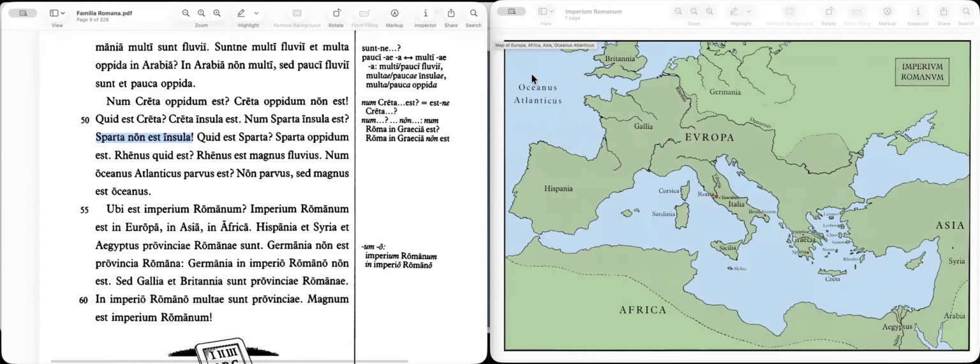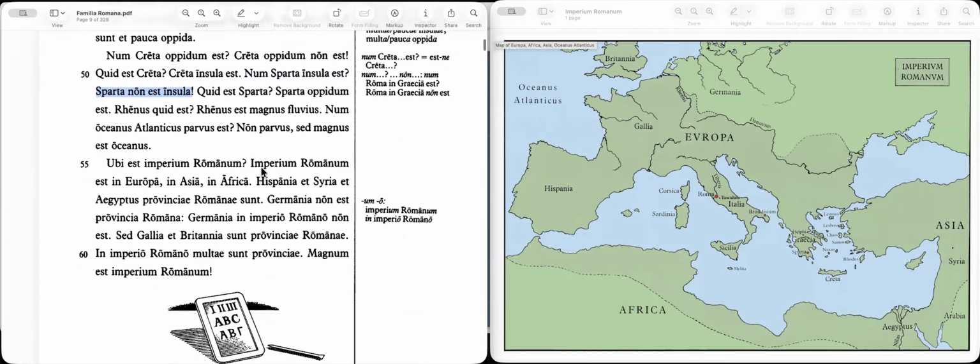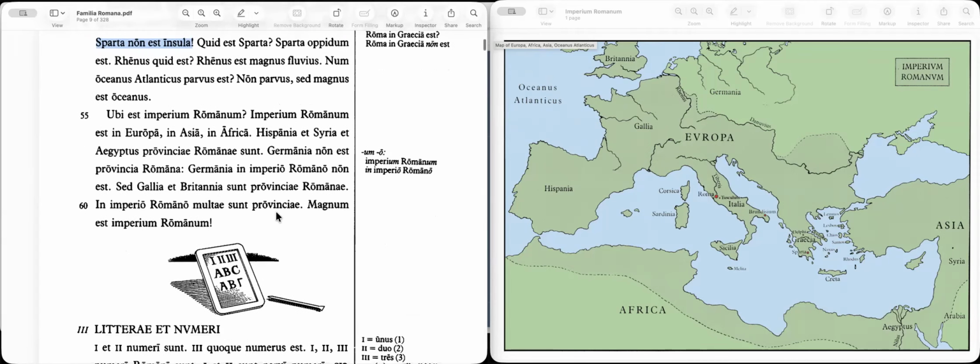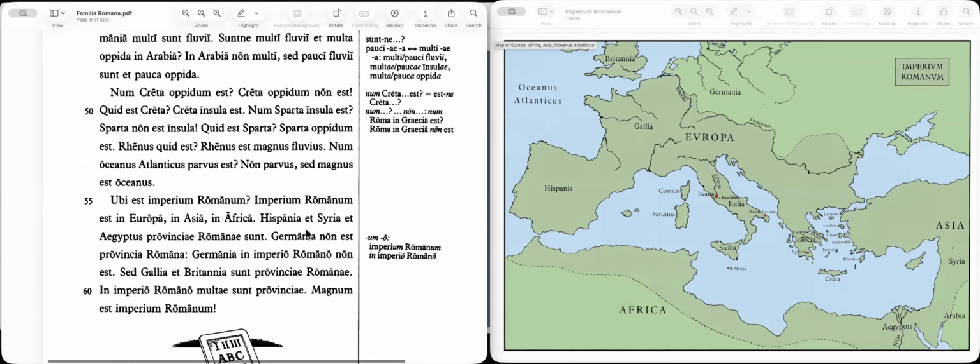Yes, okay. And then we have the Oceanus Atlanticus out there. Okay, what time is it here? All right, let's finish all the way to 3. That's good. And we'll stop there.